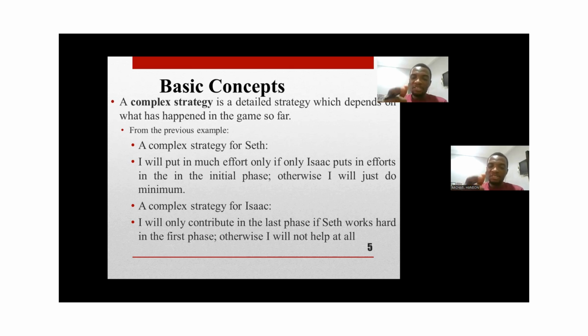And that makes Seth's decision to study today a complex strategy. Let's take another example of a complex strategy, for Isaac. Isaac would say, "I will only contribute in the last phase if Seth works hard in the first phase. Otherwise, he's not willing to help."